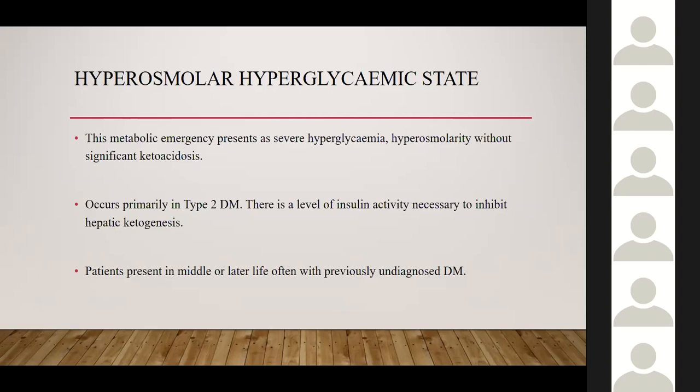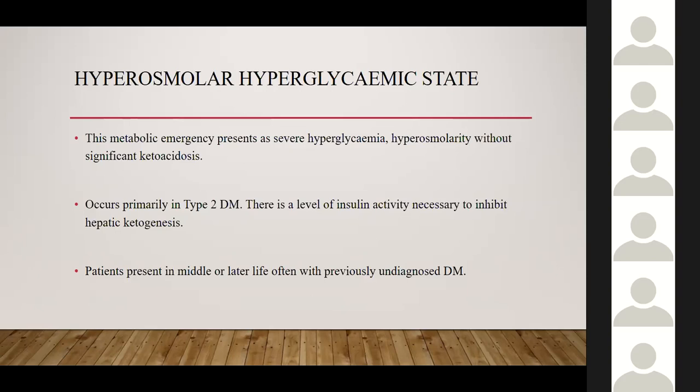So HHS, or hyperosmolar hyperglycemic state, will present with very high levels of sugar. In fact, usually the sugars can be even higher than in DKA. Usually the sugars are about 33.3. And also there's hyperosmolarity, because of that high sugar, the blood becomes very hyperosmolar. But then there's no ketoacidosis, or insignificant ketoacidosis, because you have some level of insulin. So in this patient, the issue is more of insulin resistance than insulin deficiency.